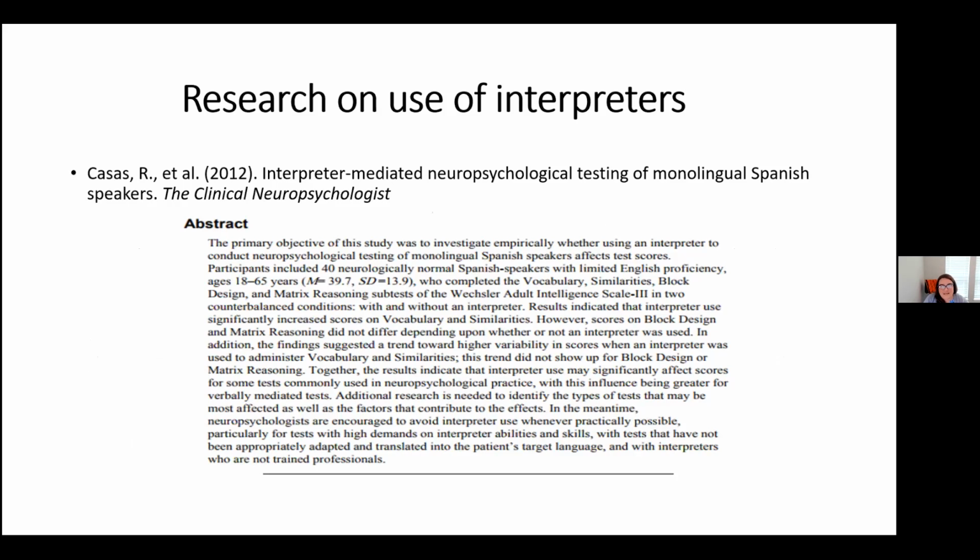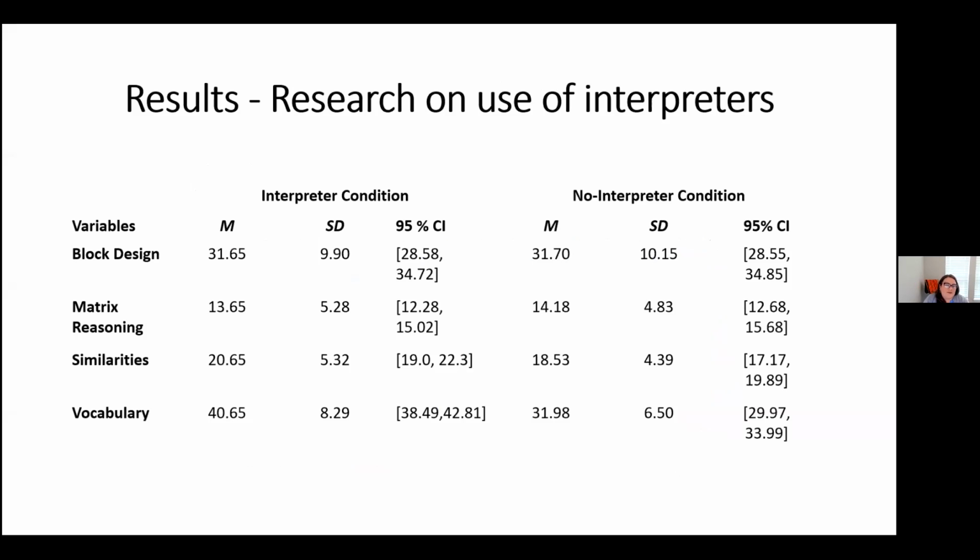And I love her study. It was 40 neurologically normal Spanish speakers with limited English proficiency, and it was counterbalanced. So both completed the vocabulary, similarities, block design, and matrix reasoning with and without an interpreter. So it was the same person with counterbalance. And what they found was, when you look at block design and matrix reasoning with and without an interpreter, there wasn't a significant difference, right? So that was maintained. However, similarities and vocabulary was significantly different, especially vocabulary, as you can see from the means and the standard deviation.